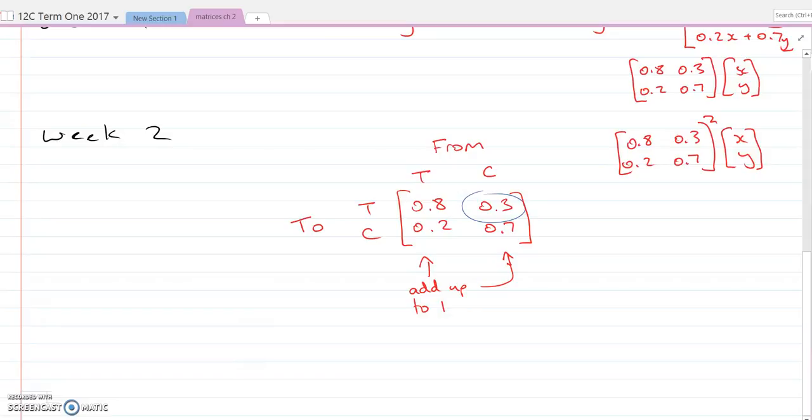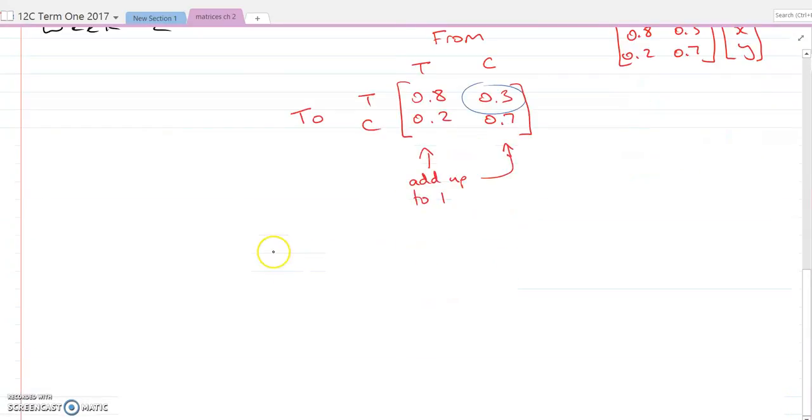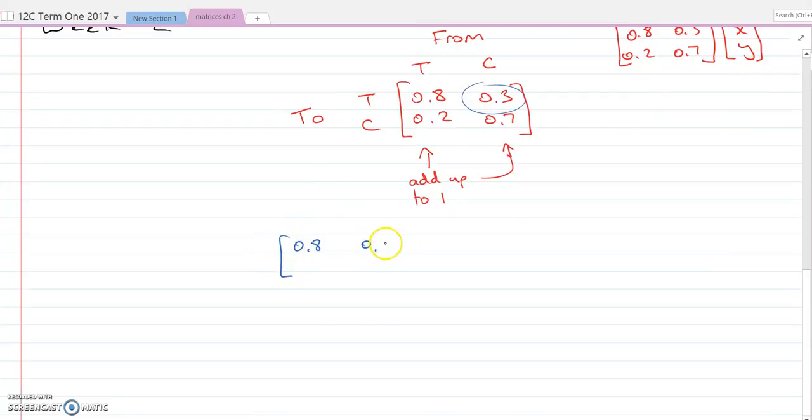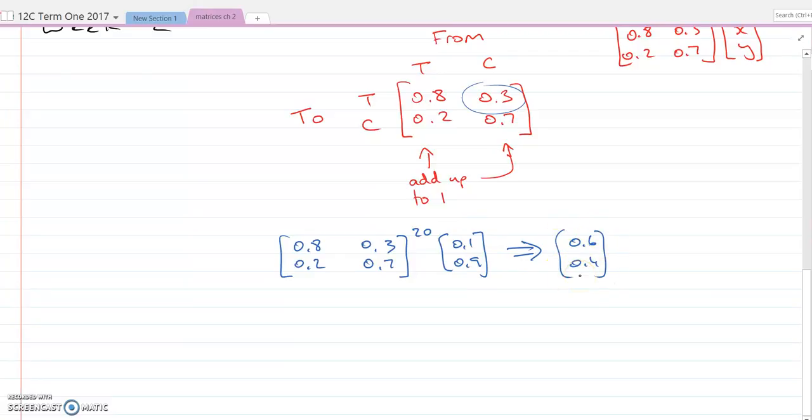Okay, so let's go back and see what this means. If we look at this, what seems to be happening is that with 0.8, 0.2, 0.3, 0.7, if we raise that to a pretty high power, times by 0.1, it seems to be going to about 0.6 and 0.4. But let's prove that. Let's see if it actually does prove this way.